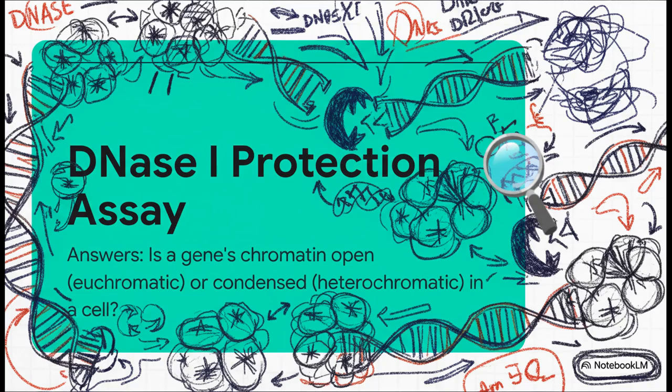The go-to technique here is the DNase protection assay. It sounds complicated, but it's actually pretty clever. We use this little enzyme, DNase, that basically acts like a pair of scissors, just chopping up DNA. The whole idea is to see if it can get to our gene of interest.